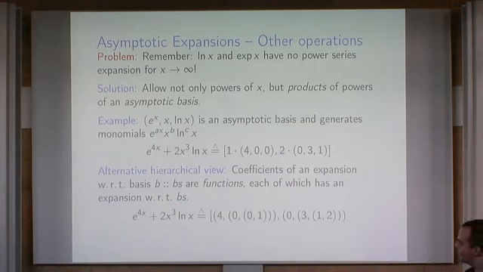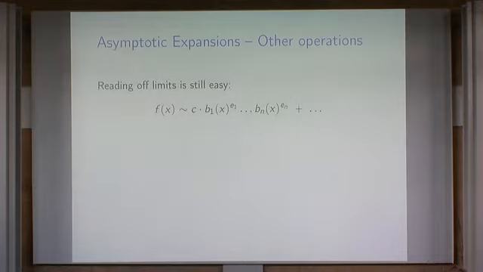It's a hierarchical view, and then essentially it would look like this. So very similar. The difference is now that the coefficient is essentially at the end. So an expansion with respect to the empty basis is just a real number, a real constant. And you can still read off limits relatively easily, because now the leading term is essentially some constant times a product of powers of the basis functions.